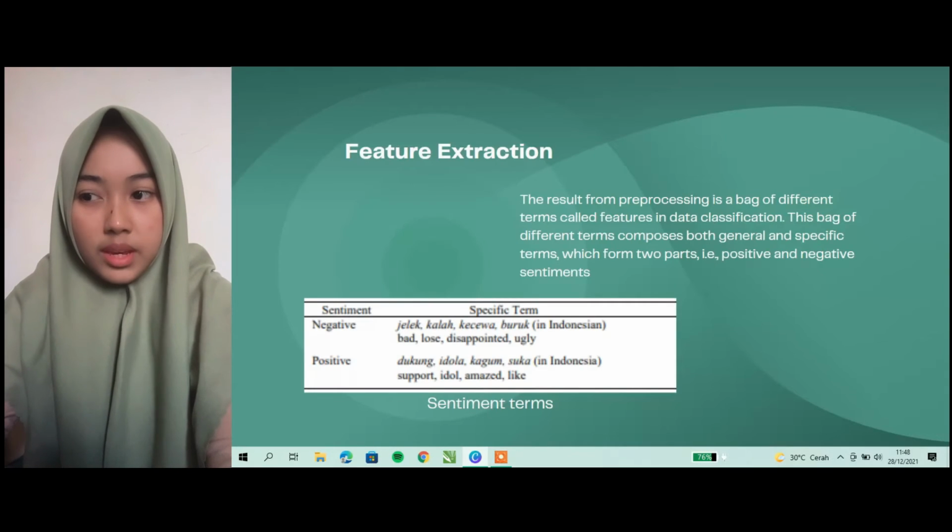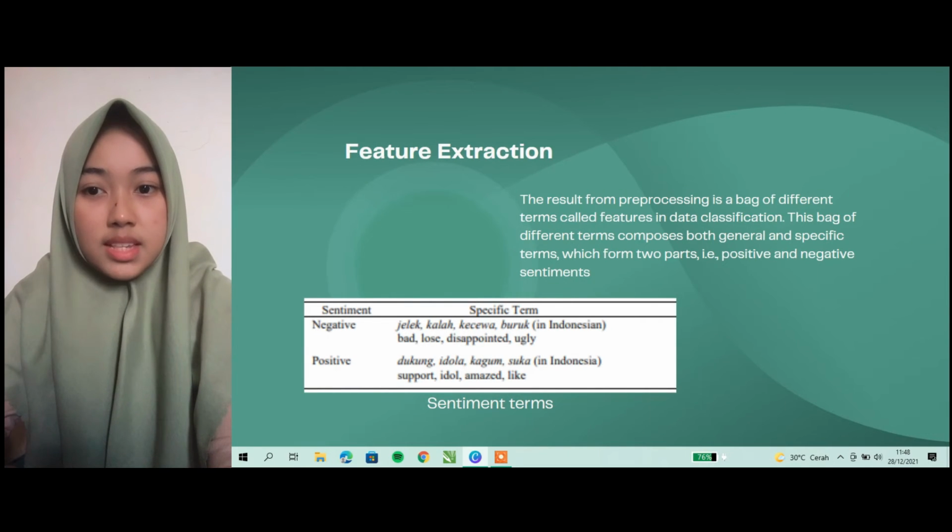Okay, the next topic is feature extraction. The result from preprocessing is a bag of different terms called features in data classification.